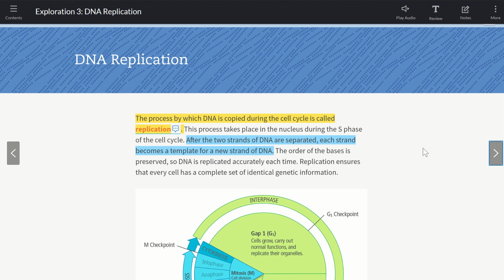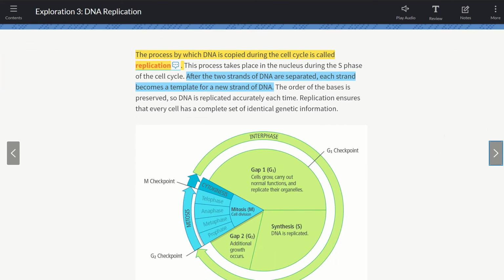Right, welcome back. In this lesson, we are going to be looking at Unit 6, Lesson 1, Exploration 3, and we're going to be talking about DNA replication. This is the last exploration of Lesson 1 and is going to finish up the structure and function and replication conversation about DNA.